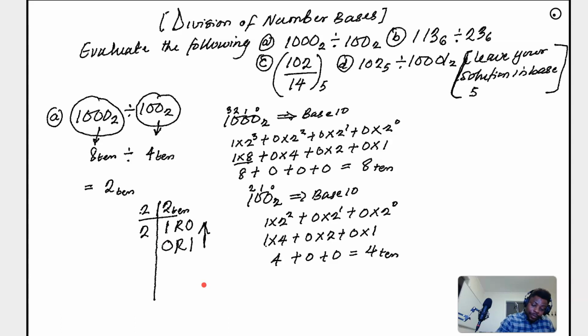So now, 1000 base 2 divided by 100 base 2 is equal to 10 in base 2.